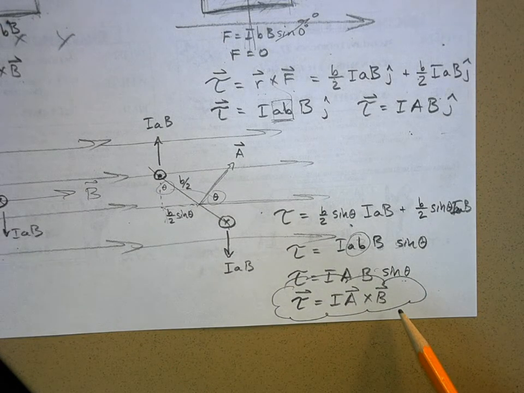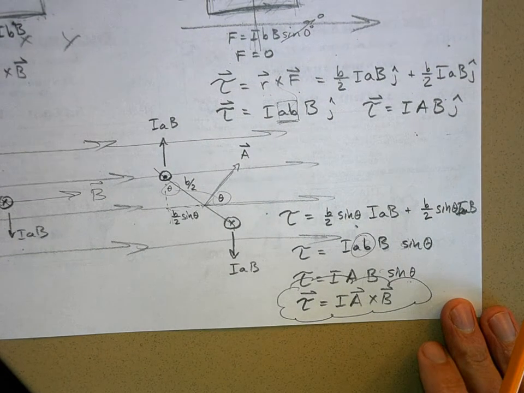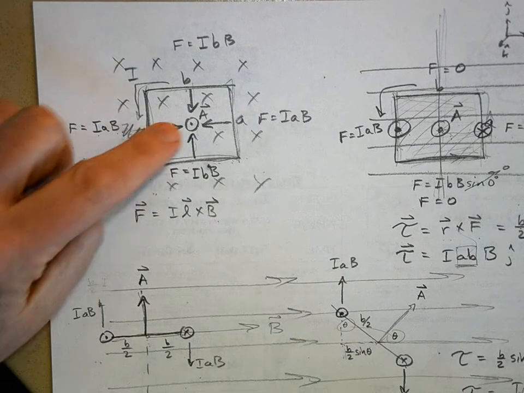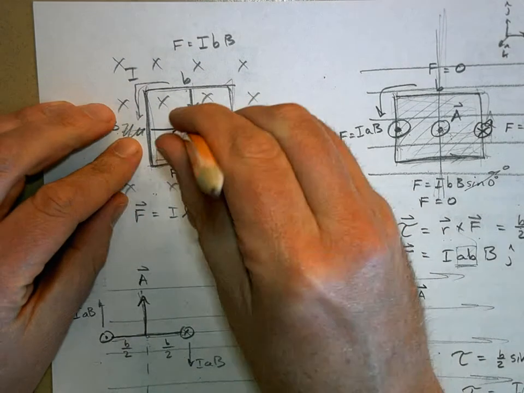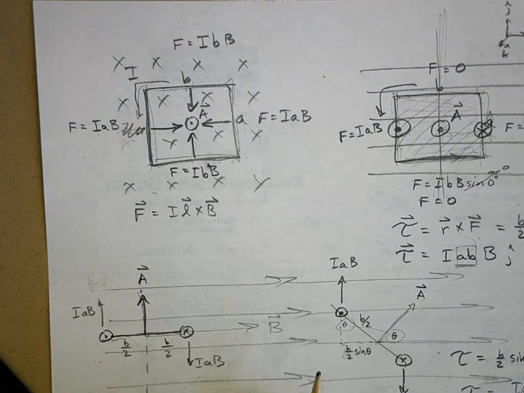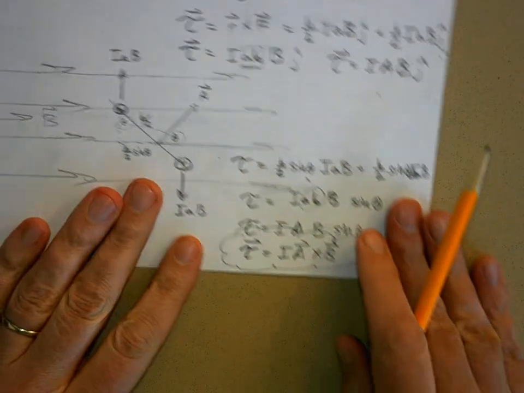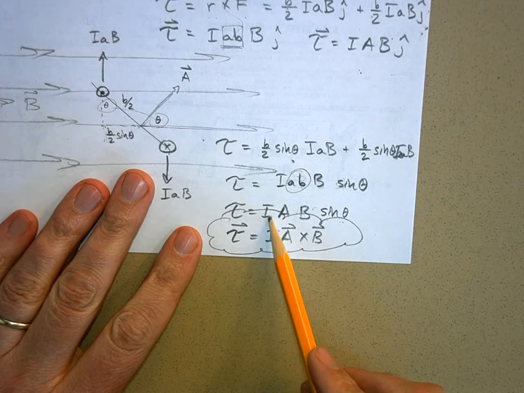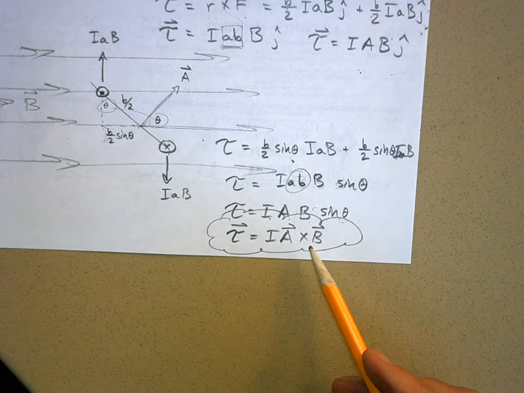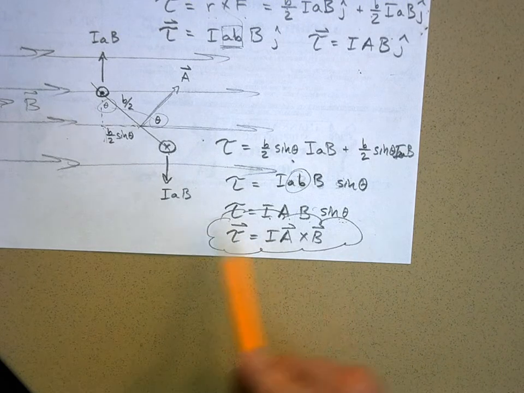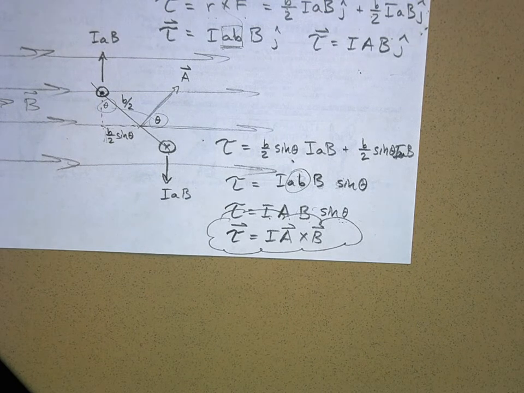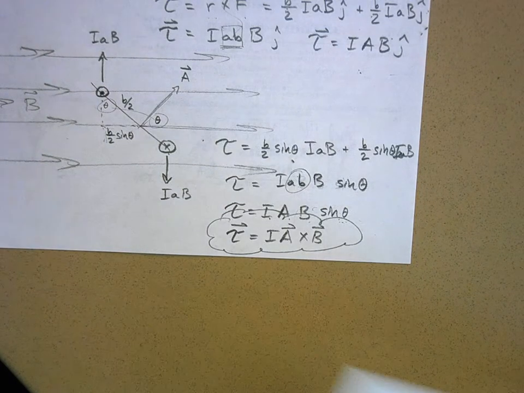And look, it works for this. Let's go back way over here to this one. What's the angle between my area vector, here it's coming out of the board, and the magnetic field, which is into the board? Well, that angle is 180 degrees. So IAB sine theta, well, the sine of 180 degrees is 0. So there's no torque. So this gives me an equation for the torque on a loop of wire in a magnetic field.